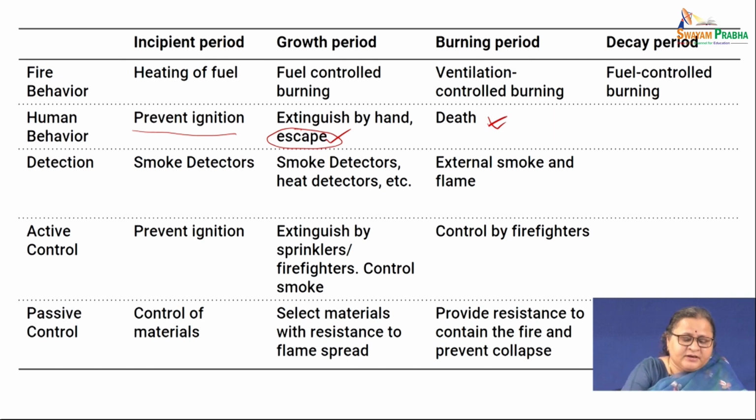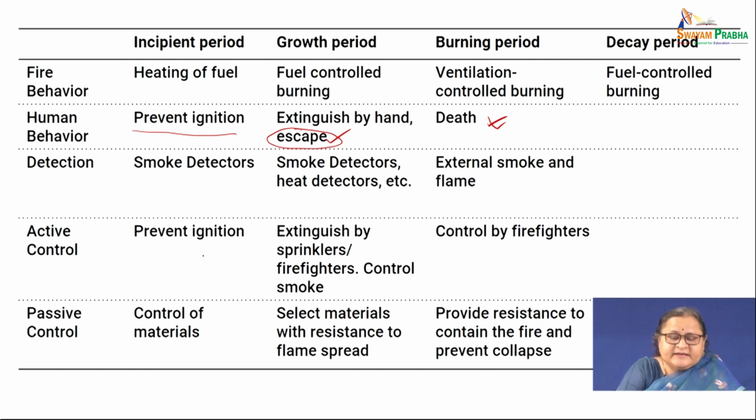Detection. Smoke detectors can detect that there is a fire. Smoke detectors and heat detectors during the growth period can also find out. During the burning period, there can be external smoke and flame visible. So, how to detect the fire? One is that smoke detectors can detect and set the alarm. If the building does not have such a system, then we have to wait till the burning period when the external smoke and the flame are visible to the people and people understand there is a fire going on.